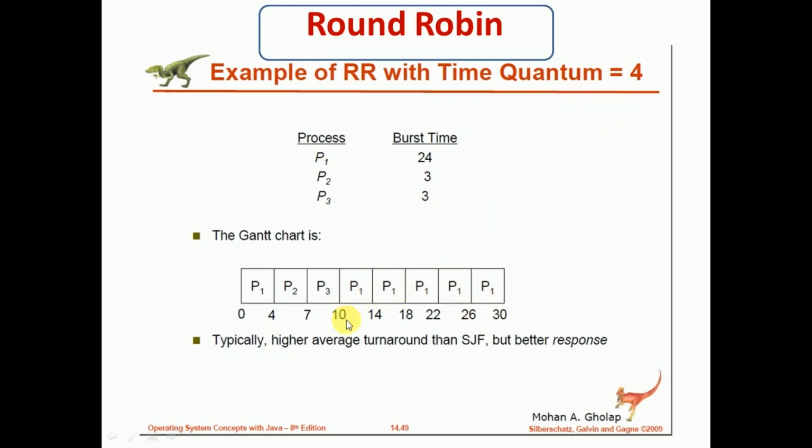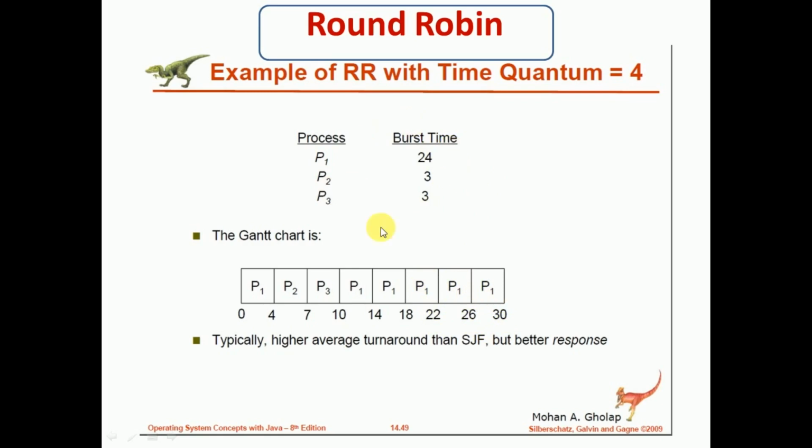So here from 10 to 14 P1 will be executed, so the remaining time will be 16. Again from 14 to 18 P1 will be executed for 4 milliseconds, the remaining time will be 12. From 18 to 22 P1 will be executed, so the remaining time will become 8. From 22 to 26 P1 will be executed, the remaining time becomes 4. And from 26 to 30 P1 will be executed, the remaining time of P1 will also become 0.